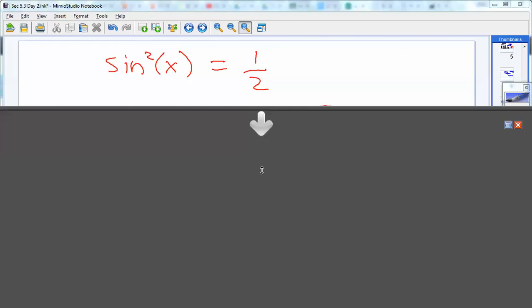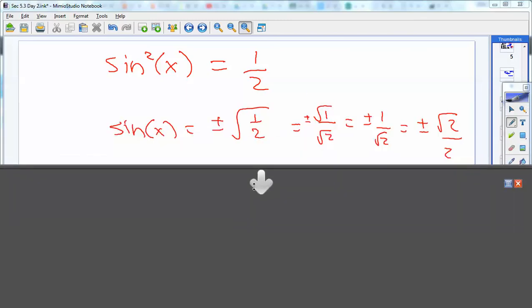That seems like the right way. What do you do to both sides? When you got x squared equals 9, what do you do? What's the answer? Plus or minus 3. You square root both sides. Plus or minus 3. You square root both sides. You get the plus or minus square root of 1/2.